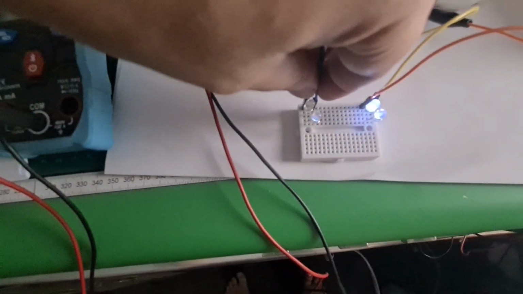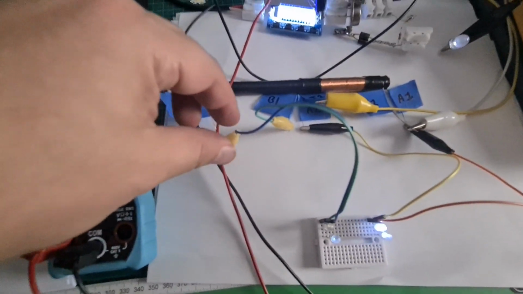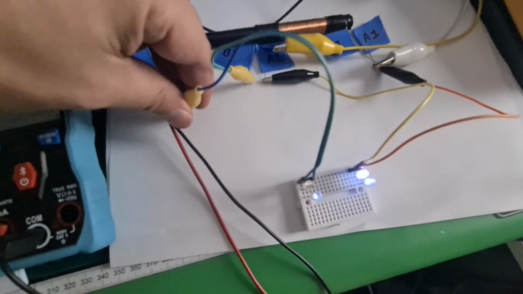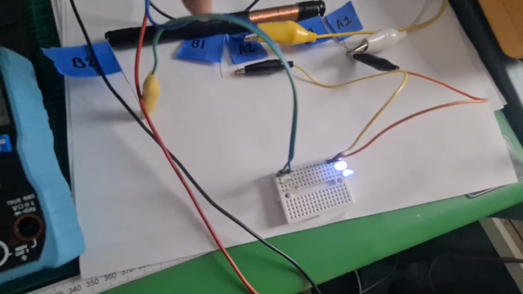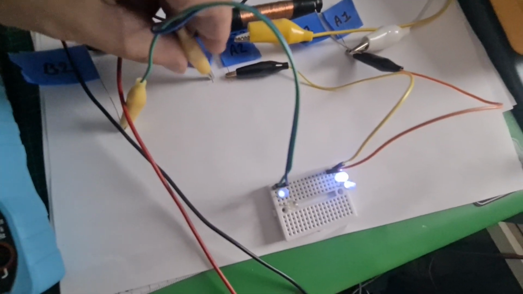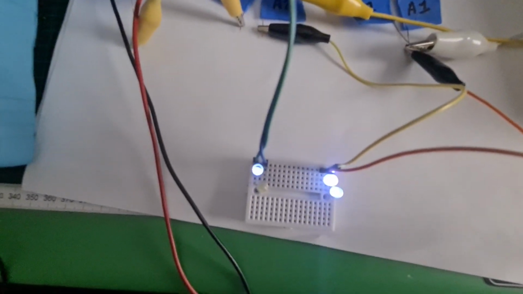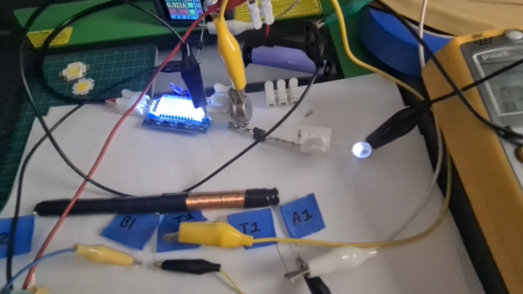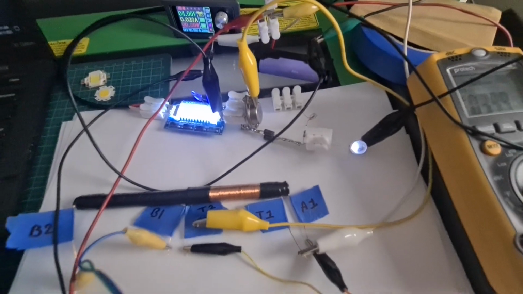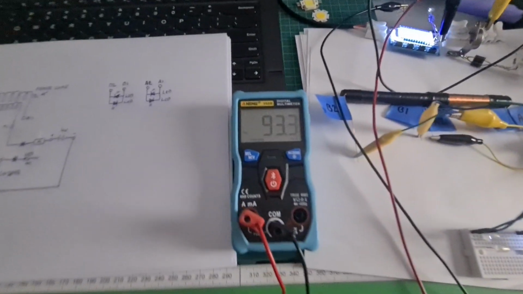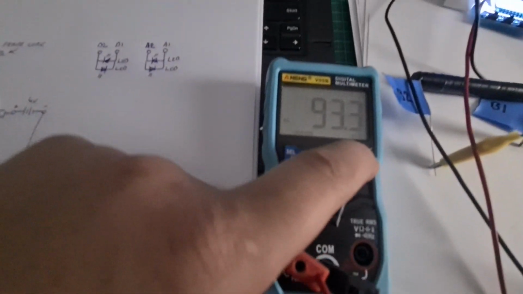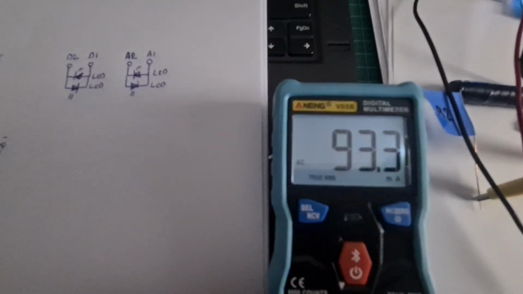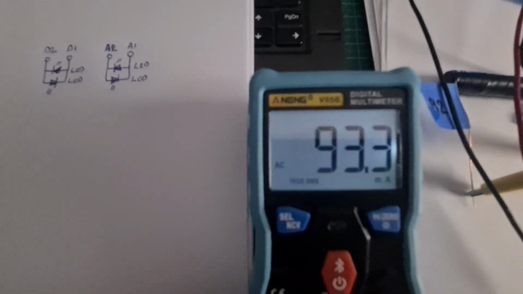Now if I change the polarity of these, for instance, you will see that the other LED will come on. And now it's the top one that comes on instead. Everything else is still running. And our meter is still reading AC for some strange reason.